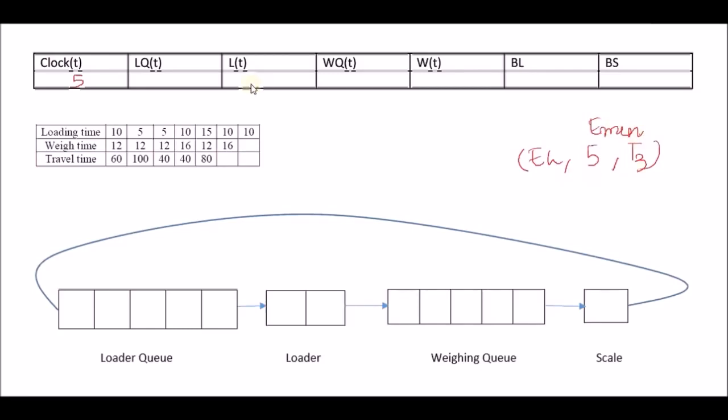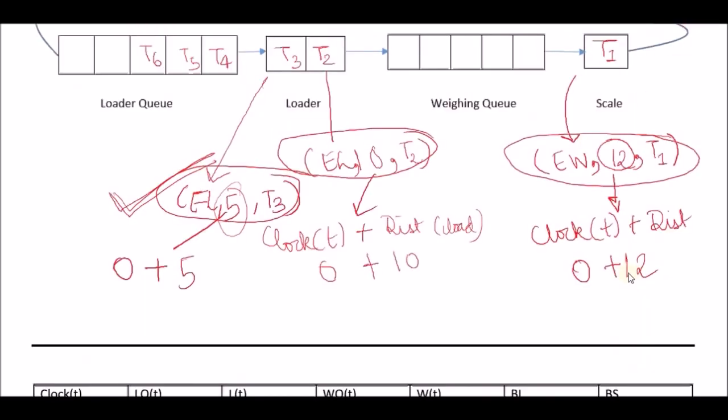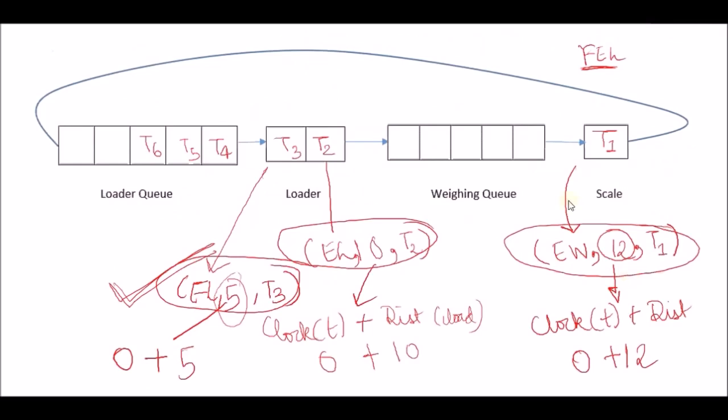So, now this means that end loading of T3. So, if it ends loading, where is it going to move? It's going to move in the weighing queue. So, from here, it's going to move to the weighing queue. So let's write this as T3. Now, what was already there in the scale? There was already T1. So I'm going to let that be as it is. So if you can see for your convenience, T1 was here. T1 was here. This has just gone here.